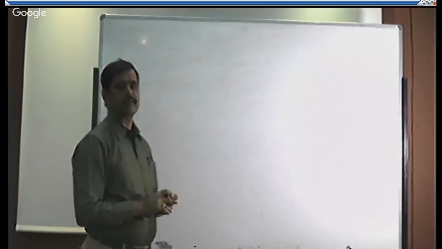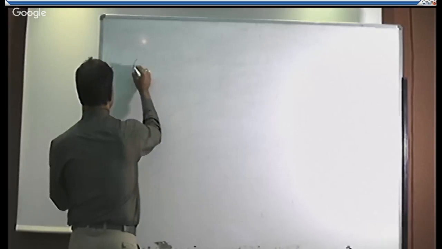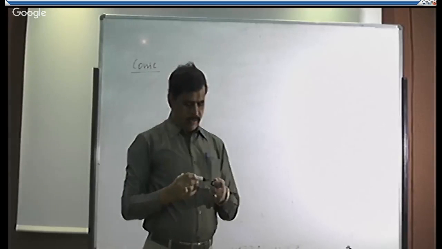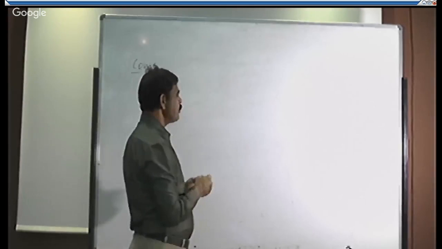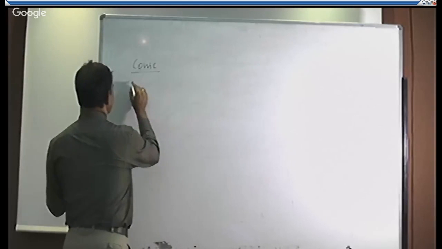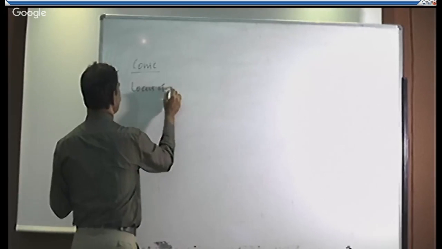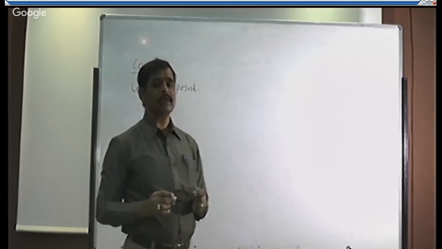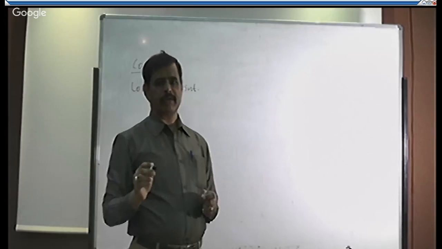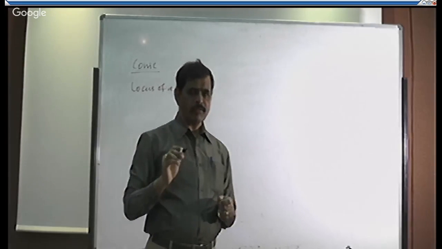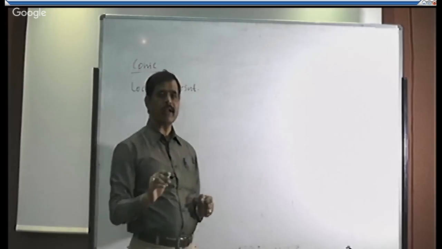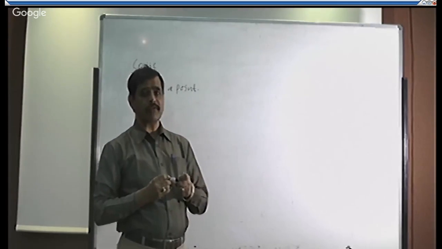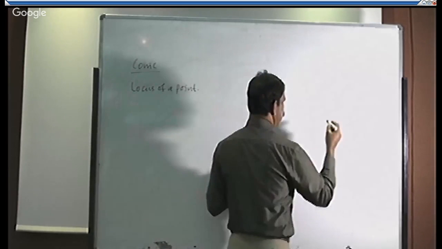So what is a conic? Let us define a conic. A conic is defined as a locus of a point. What is locus? It is a moving point. Locus is a moving point which moves under a certain geometrical condition; that is called the locus of a point. I will give you a familiar example.